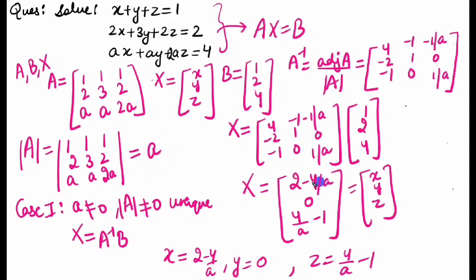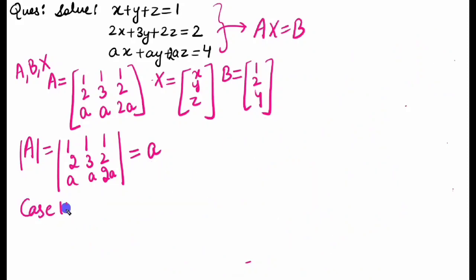Here I have made some mistake. This would be 2 minus 4 upon a. So the value of x will come out to be 2 minus 4 upon a. So when the value of a is non-zero, then we are getting a unique solution of this linear equation system. Now what happens if the value of a is 0? Let us come to that case.